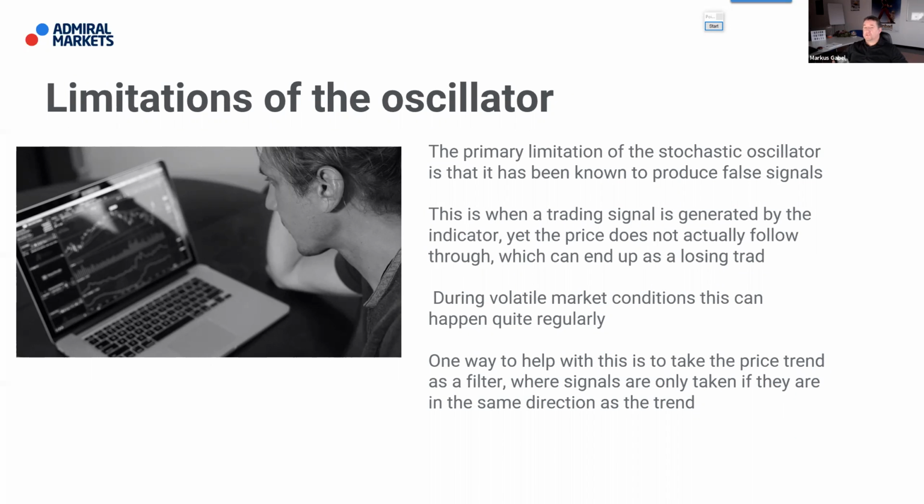Why does it produce false signals? This is when a trading signal is generated by the indicator, yet the price does not actually follow through, which can end up as a losing trade. Of course, during volatile markets, like the conditions we have right now, this can happen quite regularly. One way to help with this is to use the price trend as a filter, where signals are only taken if they are in the same direction as the trend. Here you see, focus, guys, on trend and price. This is what I have to say in this way.